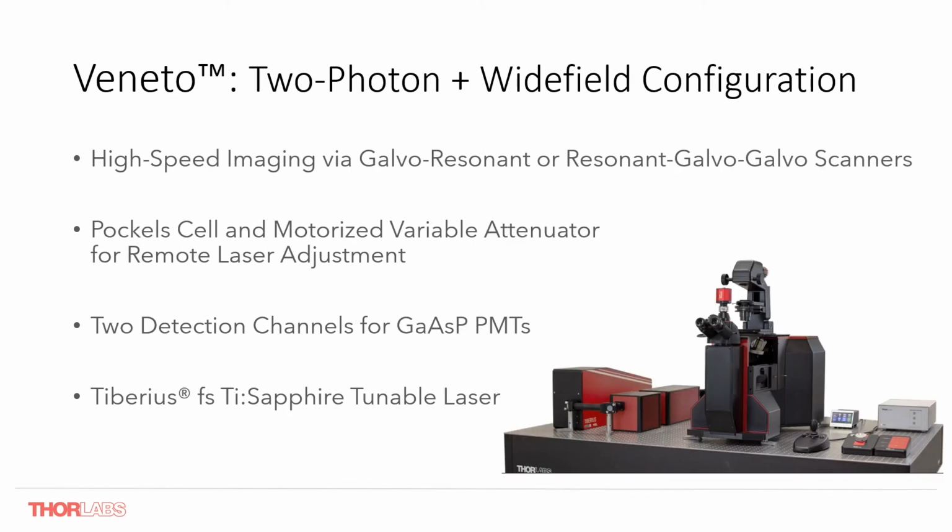This complete system highlights a multi-photon configuration which includes either resonant galvo or resonant galvo-galvo scanning with non-descan detection. On the table are the microscope control components from the previous configuration, as well as the Tiberius, our Ti-Sapphire tunable femtosecond laser. Between the laser and the microscope is our motorized variable attenuator, as well as a Pockels cell for laser control. The entire system is controlled by Thorlabs LS.